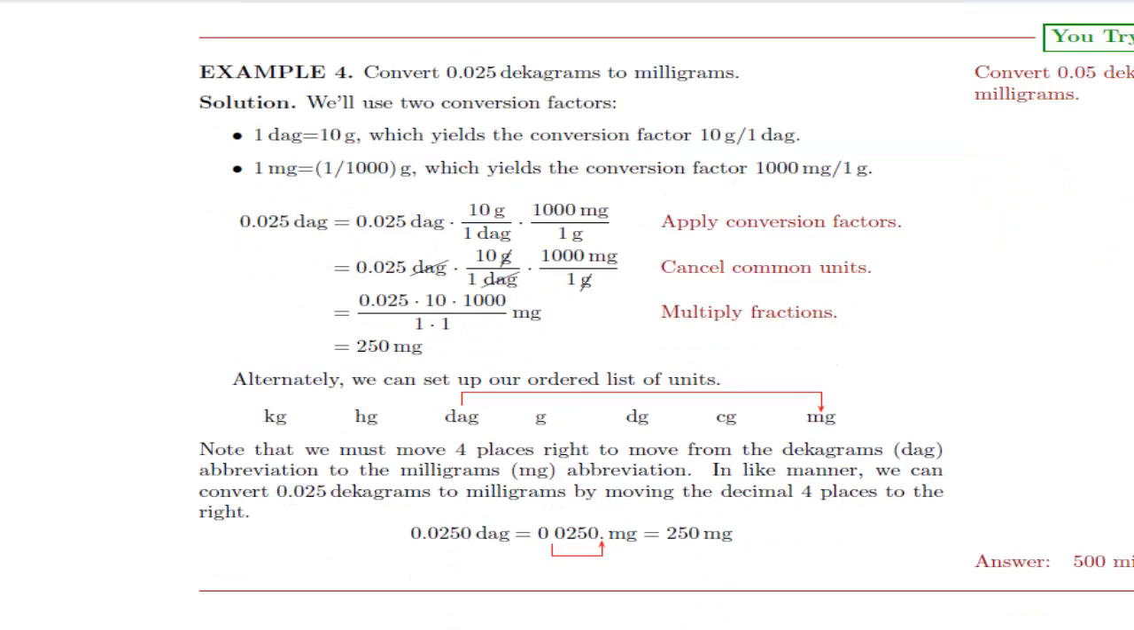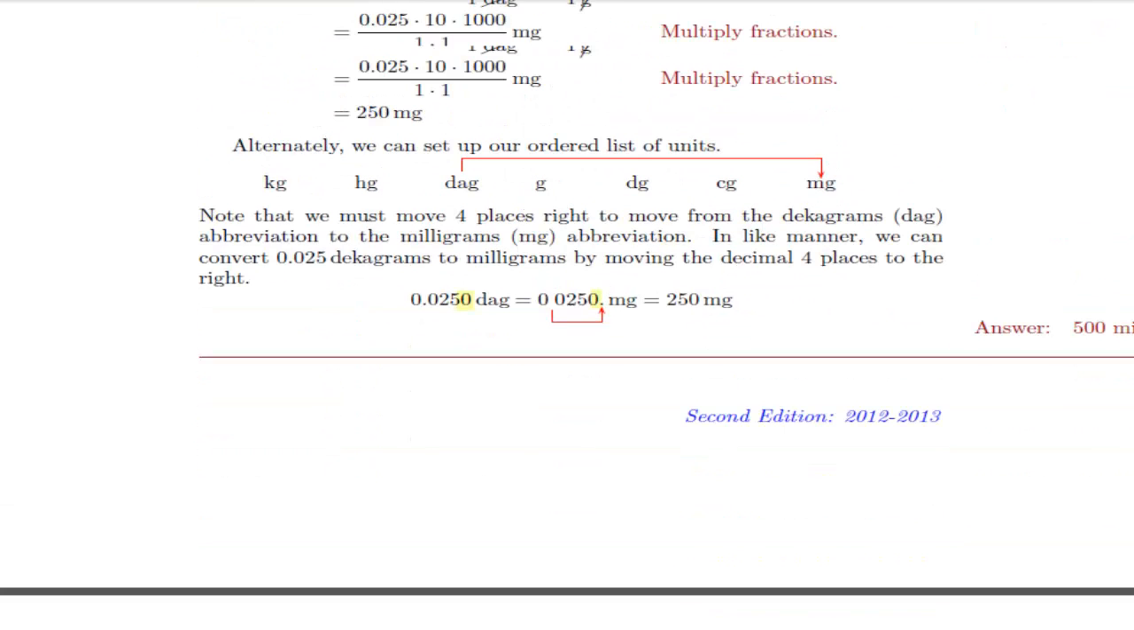Alternately, we can set up our ordered list of units. Note that we must move 4 places right to move from the decagrams abbreviation to the milligrams abbreviation. In like manner, we can convert 25,000 decagrams to milligrams by moving the decimal 4 places to the right. Notice that we added zeros since we were moving the decimal point 4 places to the right.